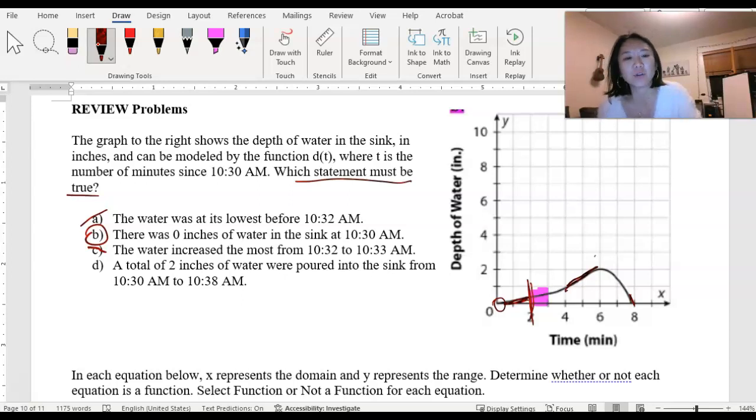And then letter D says a total of 2 inches of water were poured into the sink from 1030 to 1038. So between this amount of time, it says a total of 2 inches were poured in. You might be tempted to say that because that is the tallest point here. However, we do not know if the water was draining at the same time. So if the sink was also draining and more water was being poured in, it could be that more than 2 inches were actually poured in. We do know that 2 inches was the maximum depth of the water, but we don't know how much water was actually poured in. So this is kind of like the tricky one that they might throw in there to throw you off.